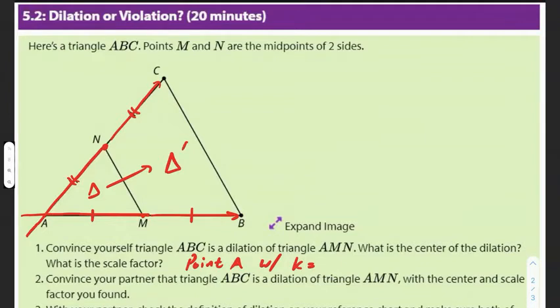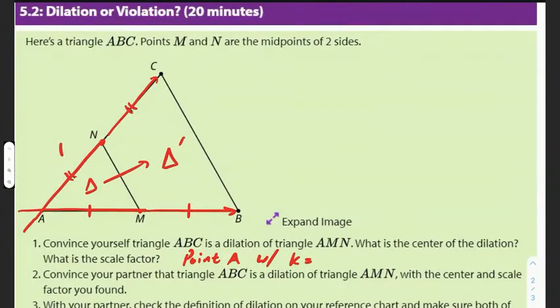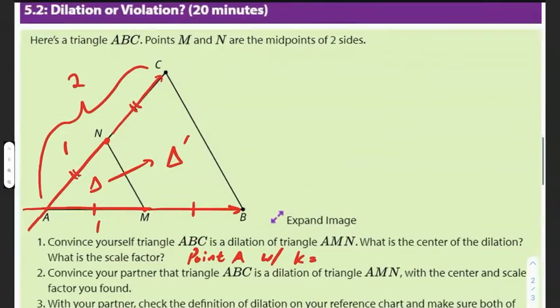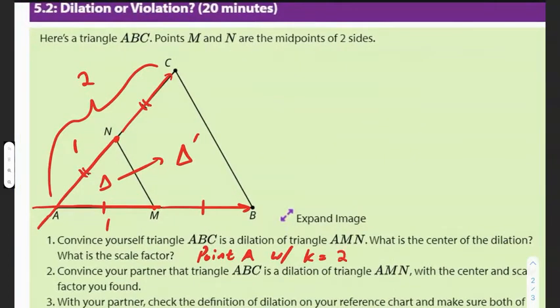Well, they said here's a triangle ABC, M and N are midpoints of two sides. Okay, well, M is half of AB, N is also half of AC. So you had like 1 here, and let's say a distance of 1 here as well. They just became twice that. So I would say a scale factor of 2, since M and N are both midpoints, which means they're half. They're in the middle. So to get them out there to become B and C, you have to multiply by 2.